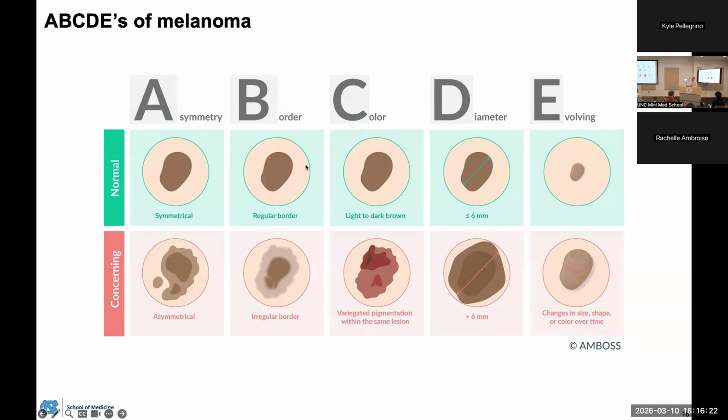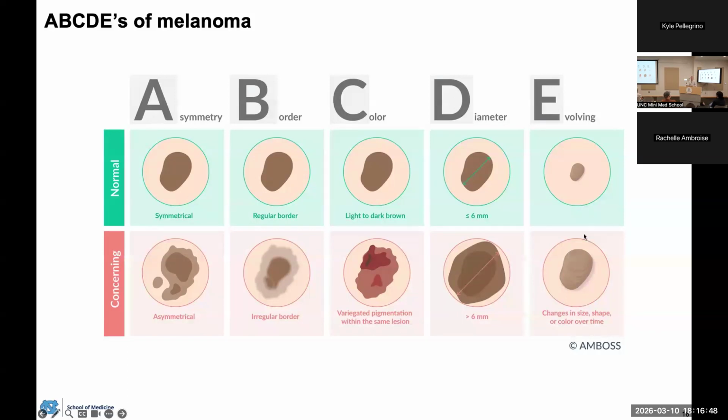Is it very clear where you could draw a line around it? Or is it kind of a gray area? We also consider things like color. So is it a single color, or do we see different shades of brown or red? And then we also consider how big it is. Bigger things tend to be more concerning, as well as how fast it is changing. Things that are changing faster tend to be a little bit more concerning.